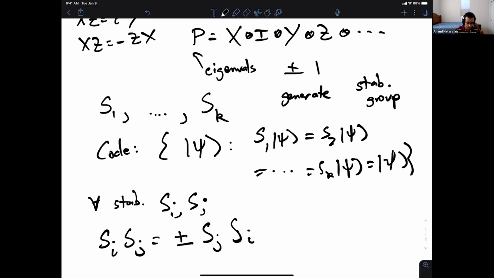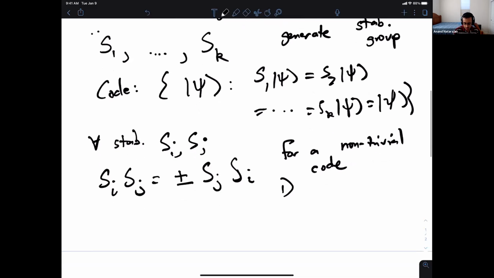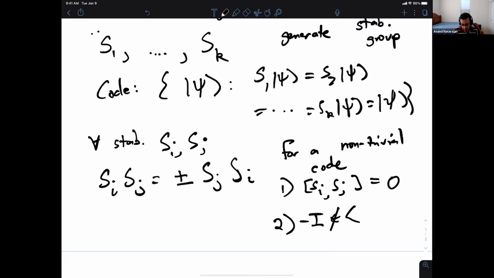So that implies that basically all the stabilizers in a stabilizer group that corresponds to a valid code, a code that's not the trivial subspace, have to commute with each other. So for a non-trivial code, there are basically two conditions: all the stabilizers should pairwise commute, and minus the identity operator is not in the set generated by these.